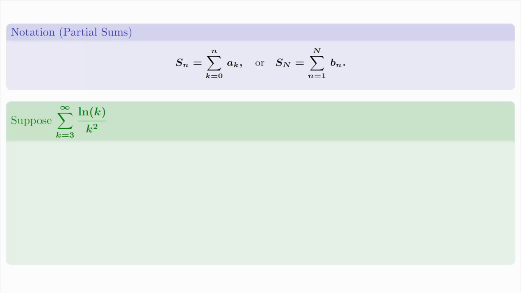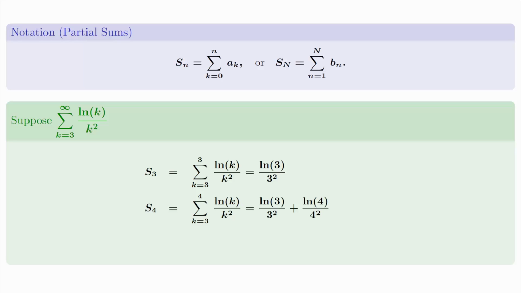Here's an example of the creation of the sequence of partial sums. Suppose we are dealing with the series summation k equals 3 to infinity of log k over k squared. Then the sequence of partial sums starts with S3, since the series starts with k equals 3. S3 is the sum from k equals 3 to 3 of log k over k squared, which is the single term log 3 over 3 squared. S4 would be the sum from k equals 3 to 4 of log k over k squared. That's log 3 over 3 squared plus log 4 over 4 squared. And now you see how we proceed.